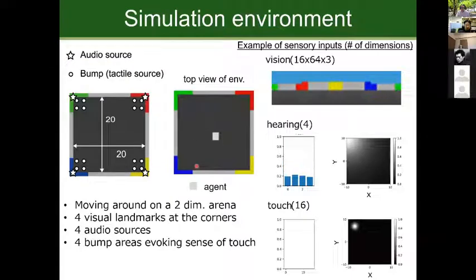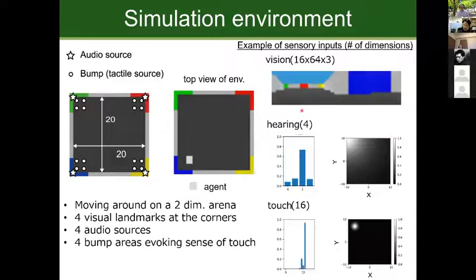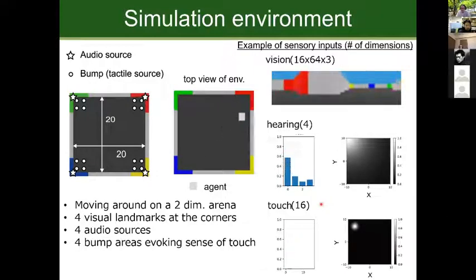The shared module neural network is implemented in this agent, and this agent moves around the environment, and the network predicts the vision, audio, and tactile sensory inputs. The environment consists of a two-dimensional arena, with 4 visual landmarks at the corners, 4 audio sources, and 4 bump areas evoking the sense of touch. This is an example of the visual inputs, this is the hearing, and this is the touch. The hearing and touch have different spatial intensity distributions like this. So there are 3 kinds of senses.